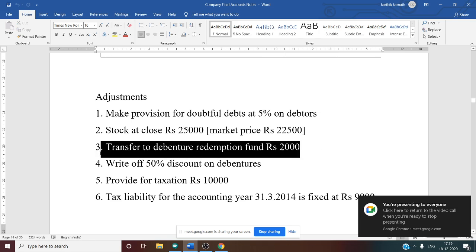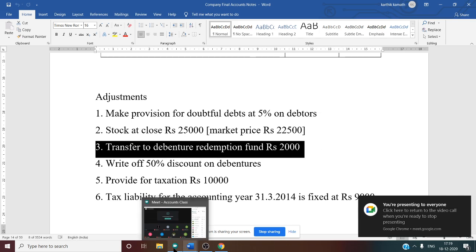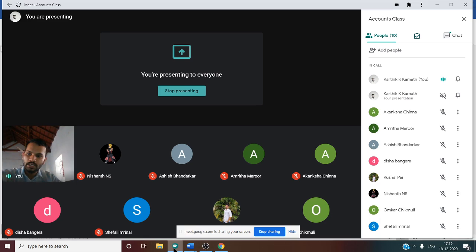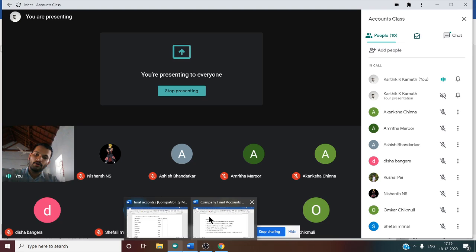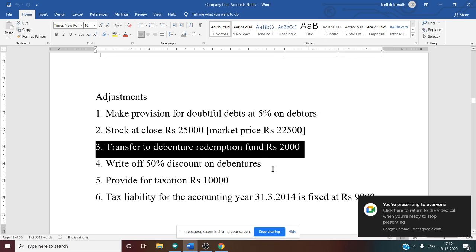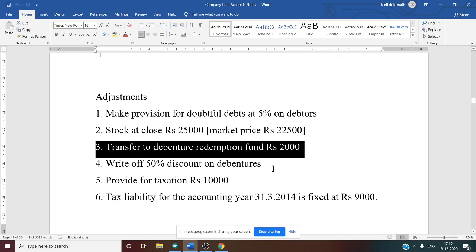Transfer to debenture redemption fund. This is working note number 2. First you have to add to the general reserve. Any transfer you have to add to the general reserve. And again from working note number 2, that is profit and loss account, you have to deduct this debenture redemption fund. Why? Because transfer is made using profit and loss balance. We'll assume that transfer is made using P&L balance.